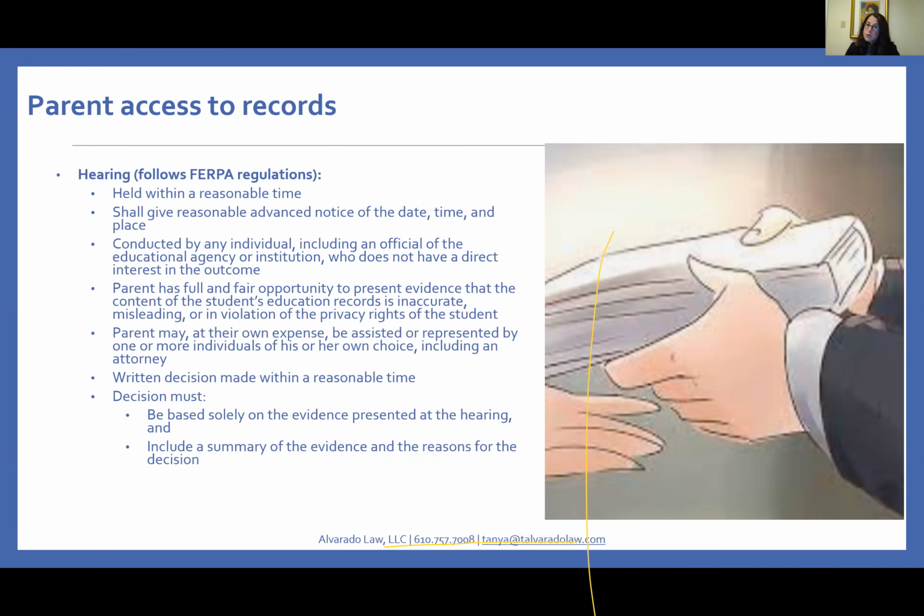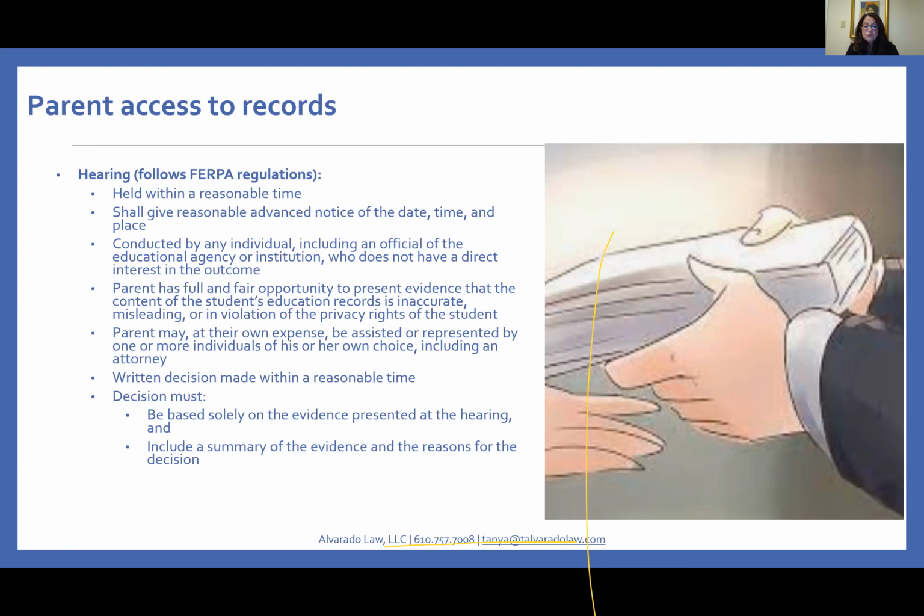If you have a hearing, it has to be held within a reasonable period of time, with reasonable advance notice of the date, time, and place, so that you have a chance to go. It has to be conducted by someone who does not have a direct interest in the outcome. It says an official of the educational agency or institution could also do it, but I don't know how you get past the direct interest exception there. But the hearing has to be conducted by someone who is impartial.